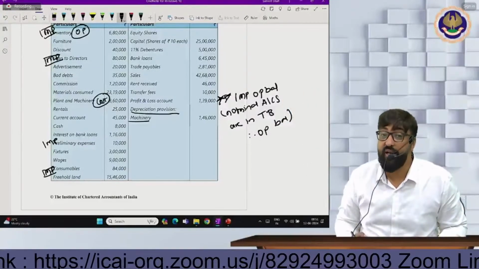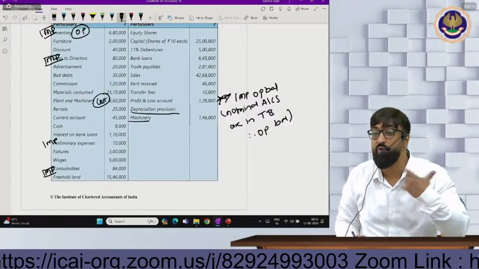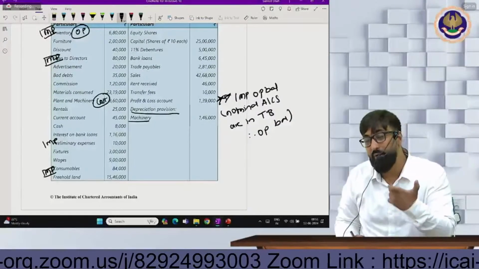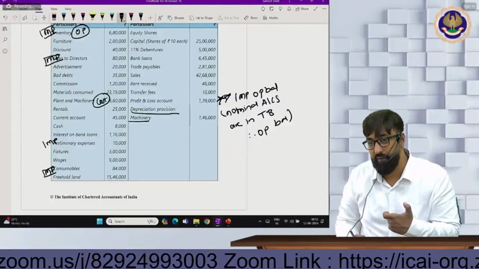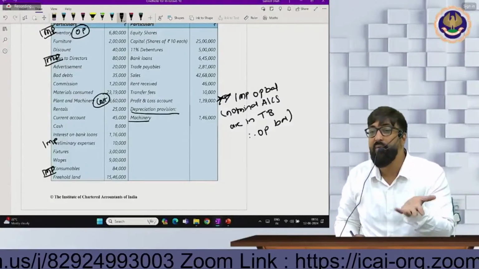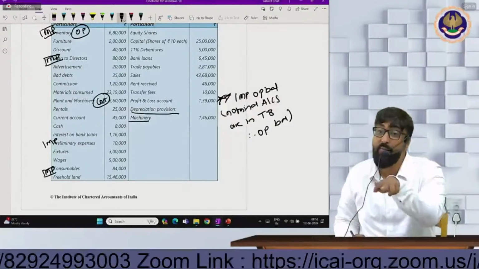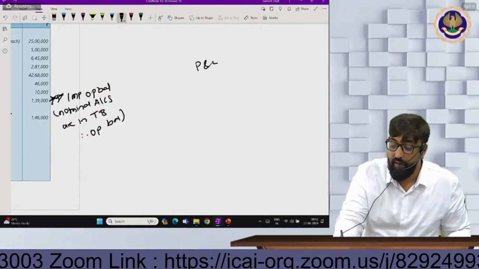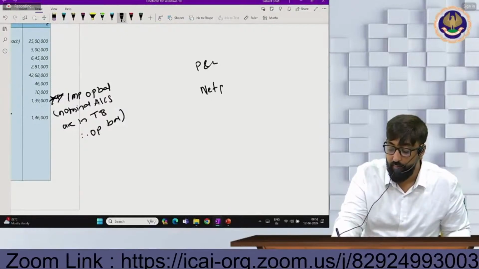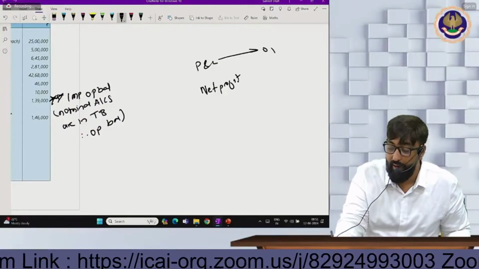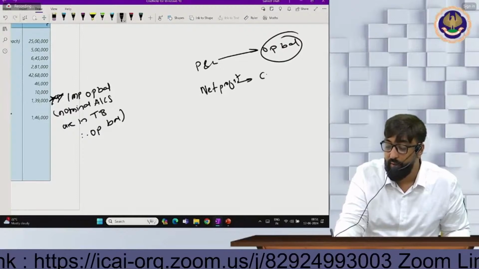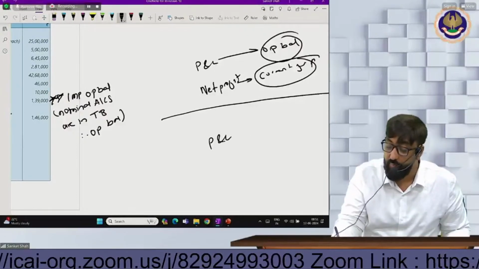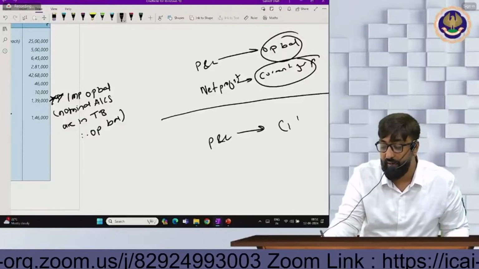So first check whether nominal accounts are appearing in the trial balance or not. If not, then check whether only P&L is given or net profit is also given. If only P&L is given, then it will be a closing balance. If P&L is also given and net profit is given, then that P&L will be the opening balance. How will we write it? P&L and then net profit. So P&L will be the opening balance. Got the concept? And net profit means current year profit. If nominal accounts are not given and only P&L is given, but not net profit separately, then it will be closing balance.